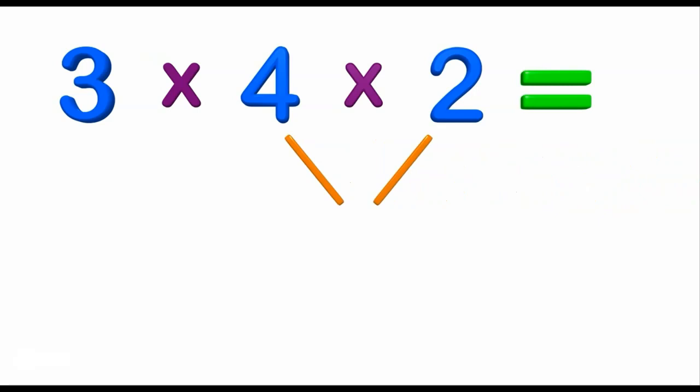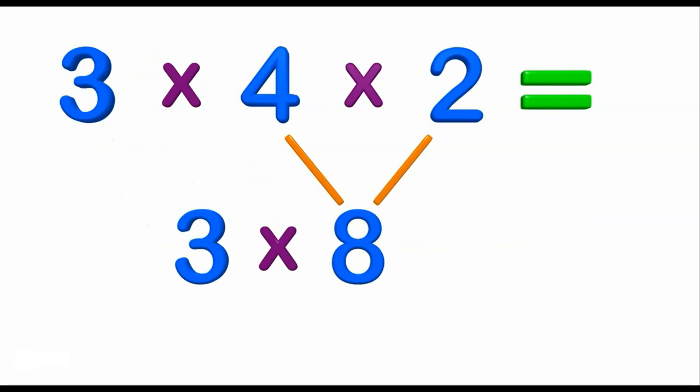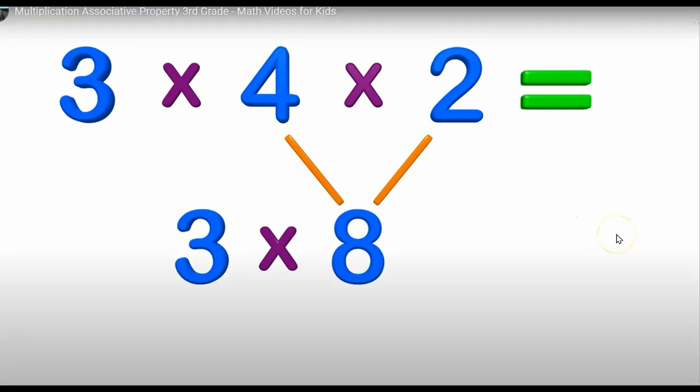I want to start by multiplying 4 and 2. This gives us 8. Now we have 8 multiplied by 3. What is 8 multiplied by 3?